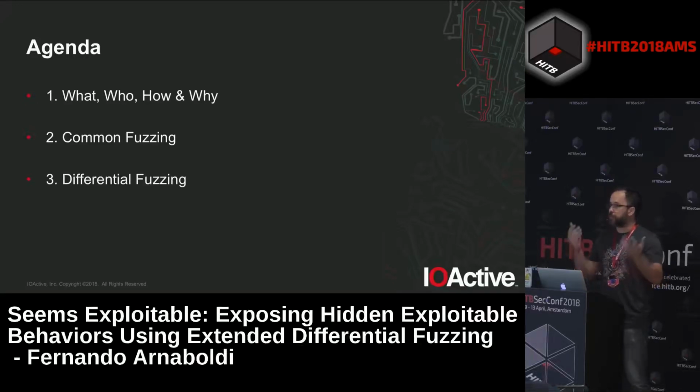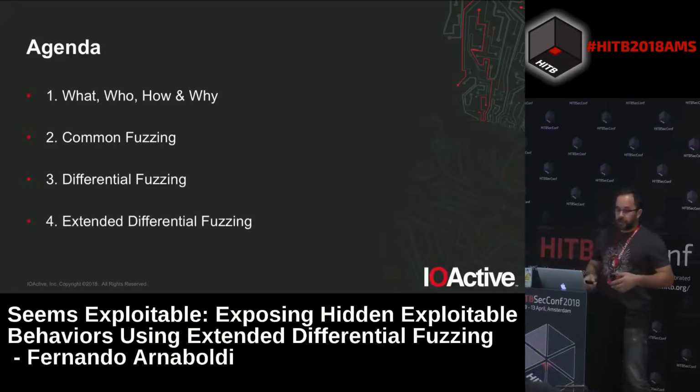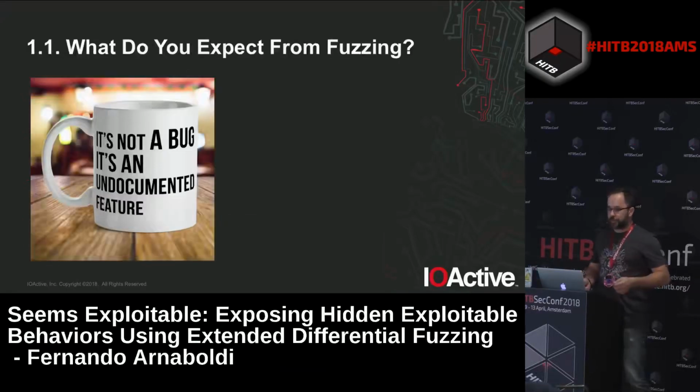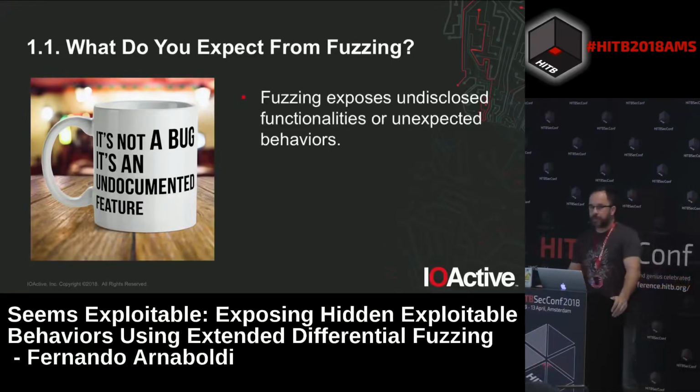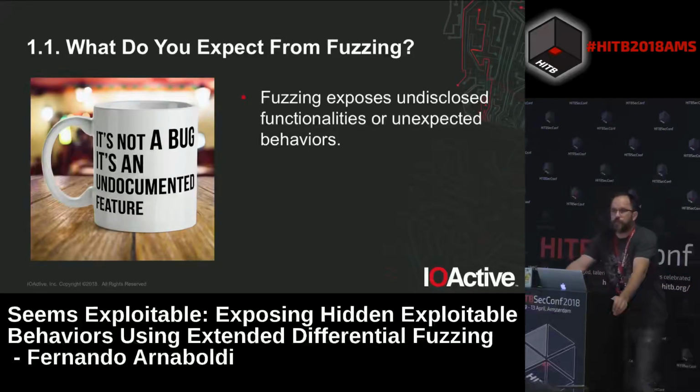Differential is going to mean that you will be comparing stuff to find new vulnerabilities. And the idea on top of the differential fuzzing is the extended differential fuzzing, where we'll try to find even more issues while we are comparing things. So everybody knows that when we're fuzzing something, the idea is that we'll be disclosing things that shouldn't be there.